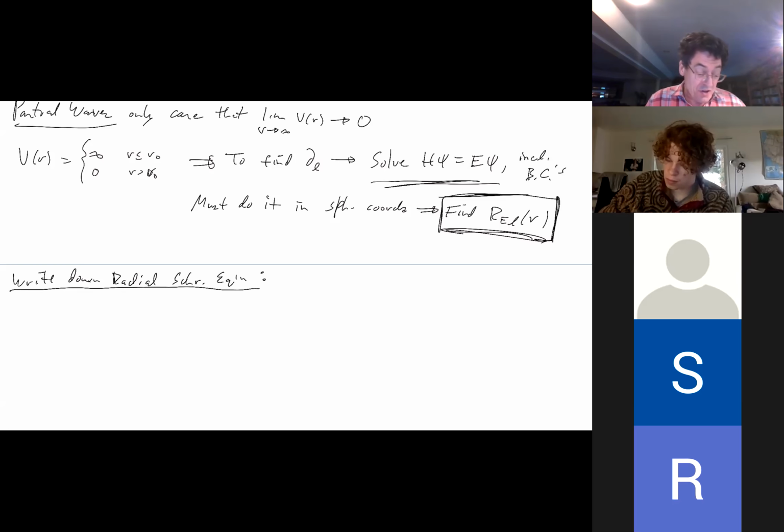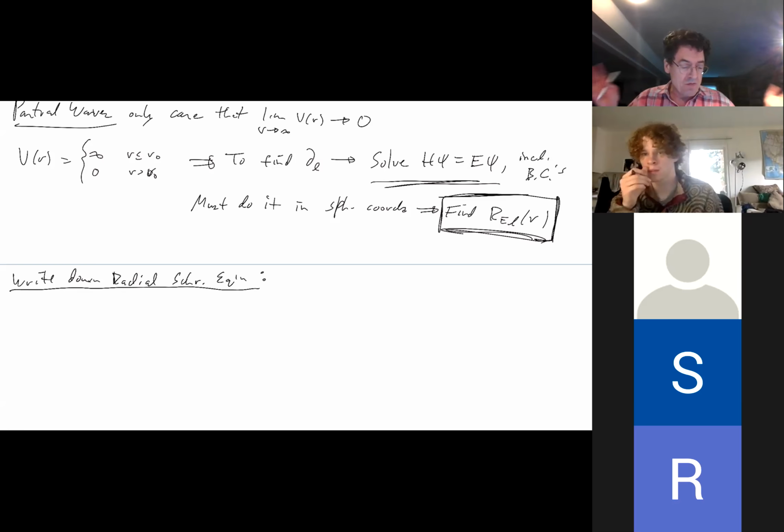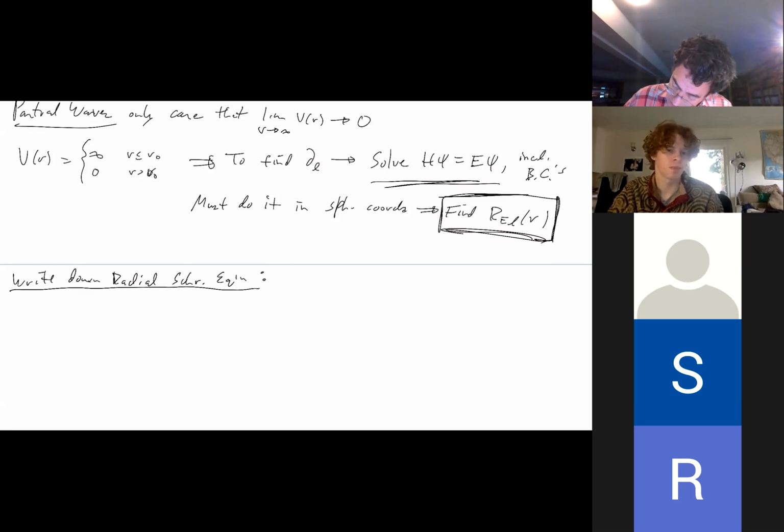We won't exactly use the U. I mean, that's one way of doing it. We're not going to even bother with that, although that is useful also. But let's just write down the radial Schrodinger equation, and this is what it looks like.